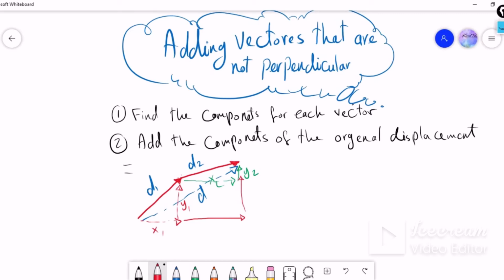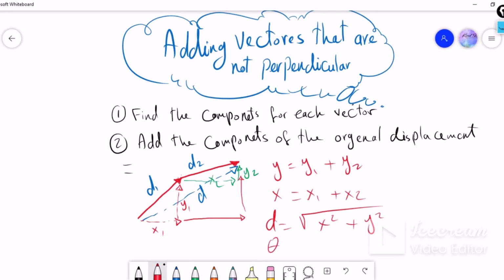Now we will add all of them with each other. y equals y1 plus y2 and x equals x1 plus x2, and use the Pythagorean theorem to find d. d equals the square root of x squared plus y squared. And also we can find the direction the same way, inverse tan of y divided by x. Now let's take an example to understand more about that.